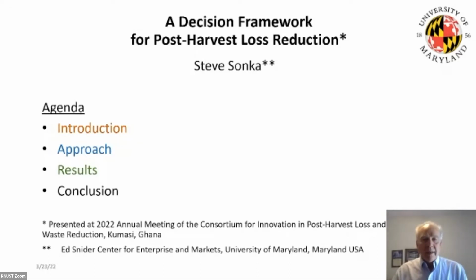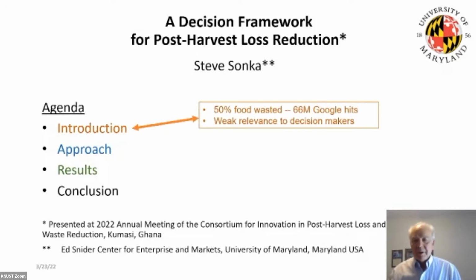allow that. So today I want to talk about a decision framework for post-harvest loss reduction. And we'll go through a brief introduction, describe the approach, give some illustrative results, and then end up with a conclusion. So why are we doing this? It turns out post-harvest loss has been with us and has been recognized for a considerable amount of time. In fact, in the 1970s, the UN General Assembly passed a resolution to reduce food waste by 50%.